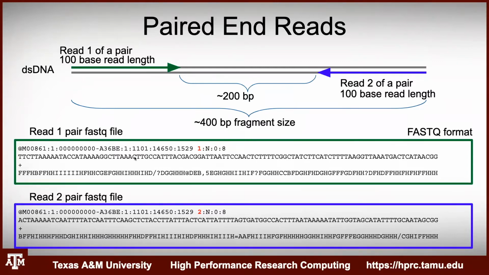Next is the actual nucleotide sequence, so 100 base pairs here, followed by a plus, which always starts off this third line. Sometimes the read name is here as well. In this one, it is not. And then below that are the quality scores.